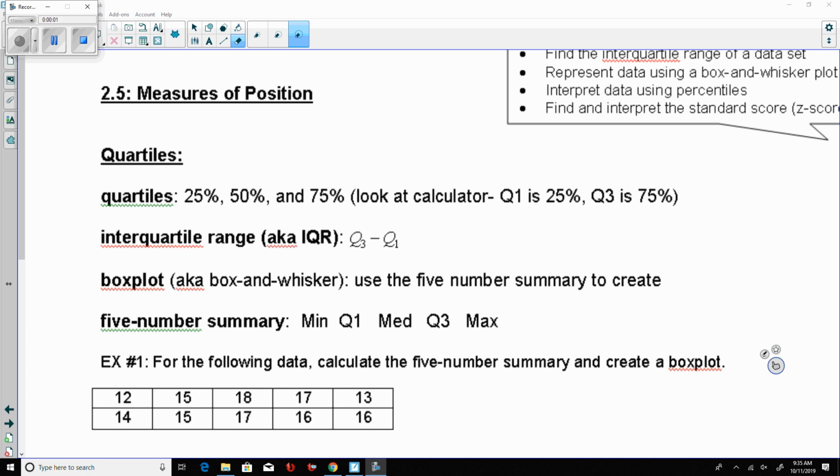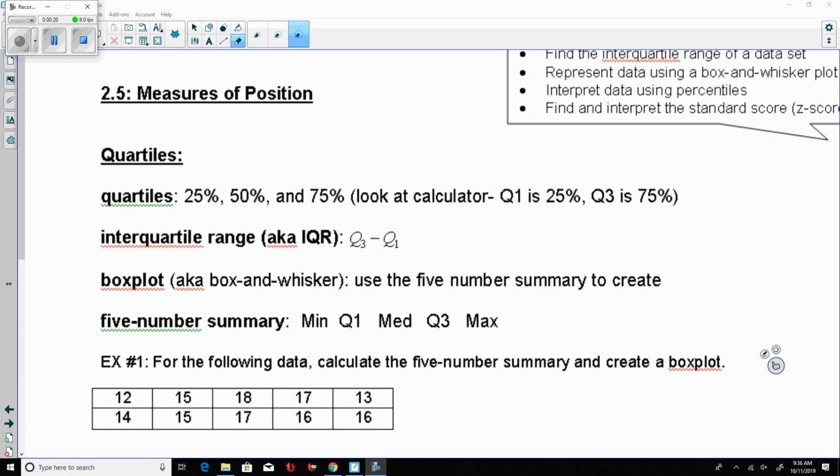Right, so measure the position. The last thing: quartiles. 25%, 50%, 75%, and then you have 100% too, of course, and 0%. All right, so in your calculator with your 5-number summary, we've already done the 411.